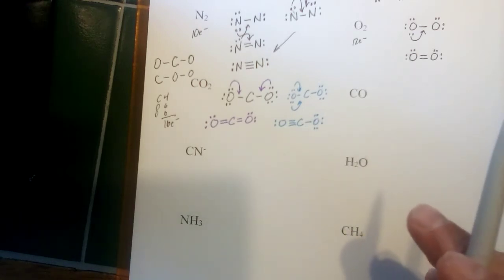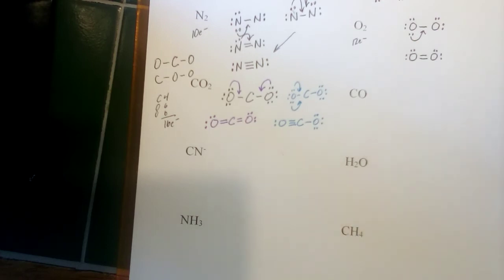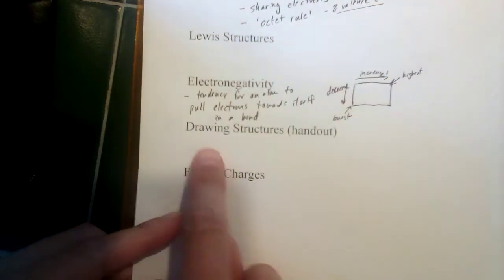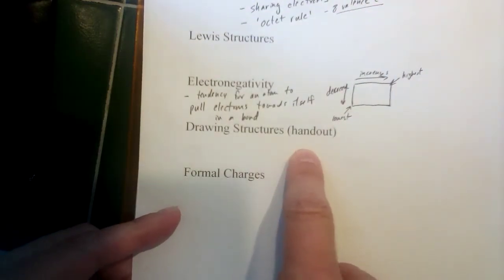Now, one of these is a good representation of the bonding. One of them isn't. The octet rule is not enough for us to figure out which one is the correct structure. So we've got to look at some additional source of information. Now, if we look back at the original note handout, I have the drawing structures handout there. We've been jumping back and forth to that consistently.